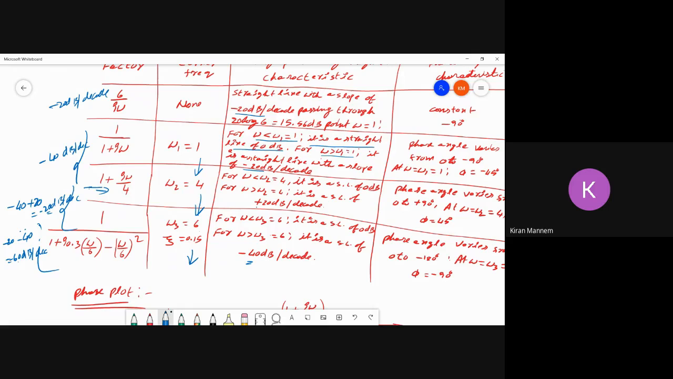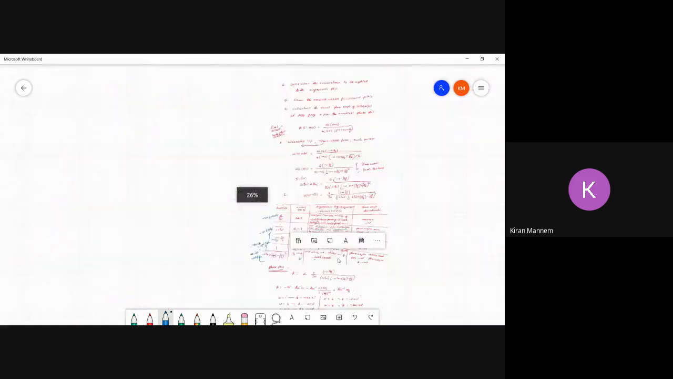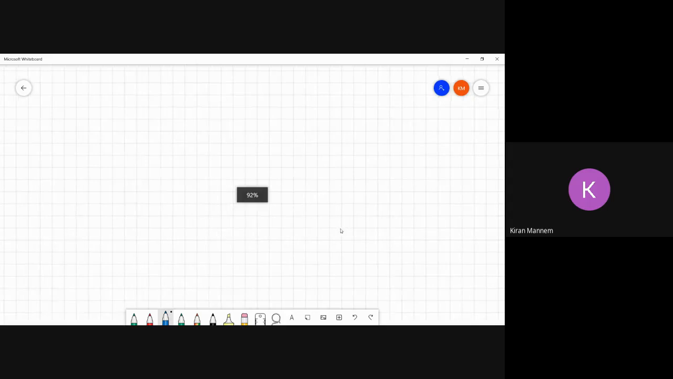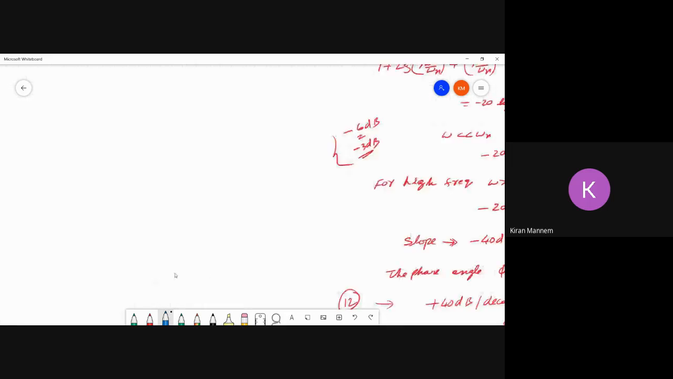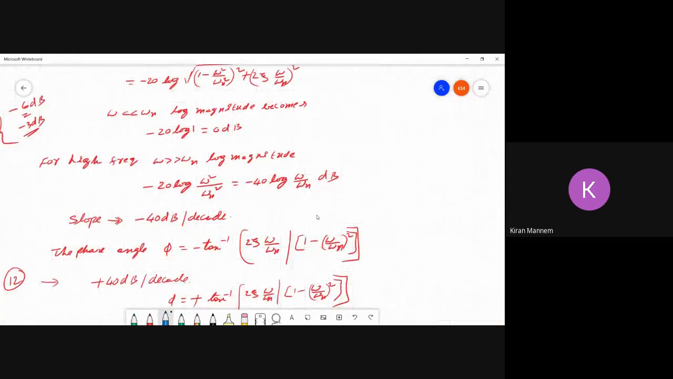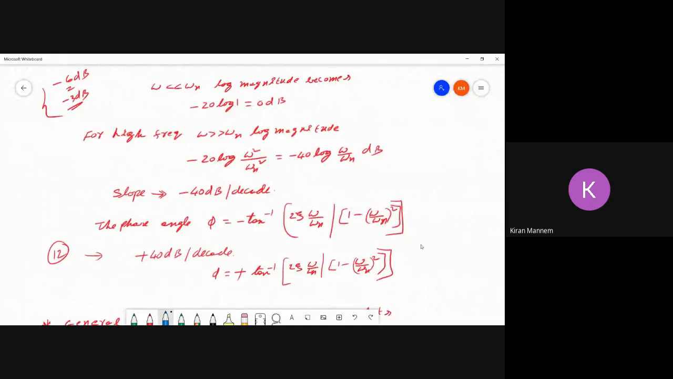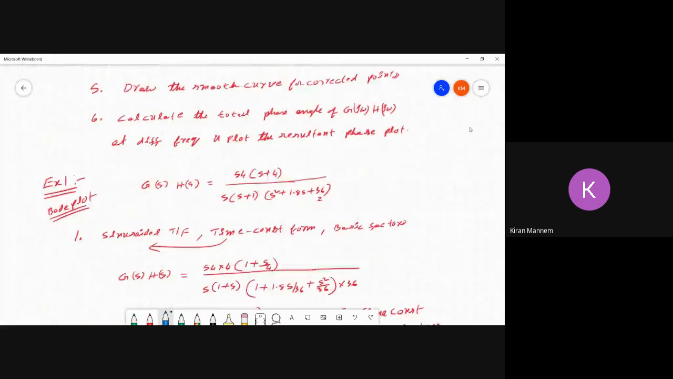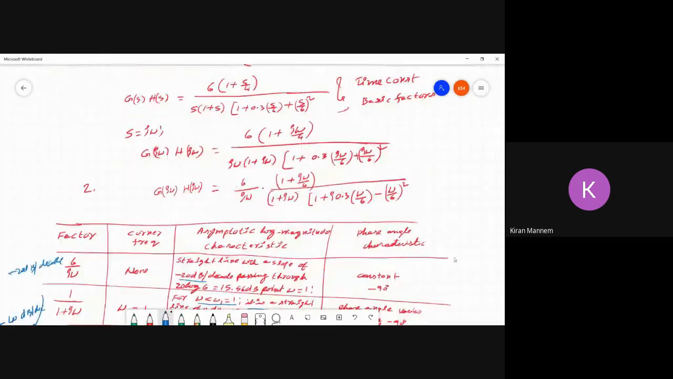So if you have any questions, you can ask. We'll continue this. We'll find the phase margin, gain margin, gain crossover frequency, and phase crossover frequency of this value. So till this point, I'll stop here. If you have any questions.